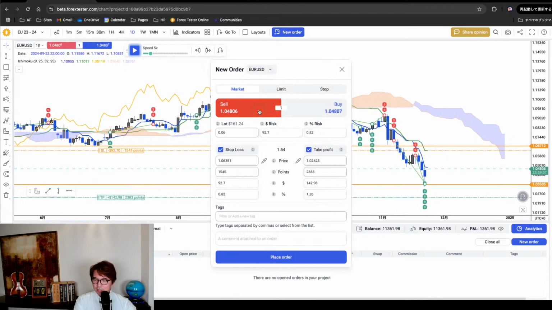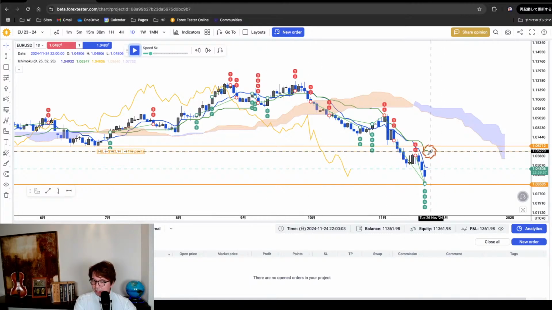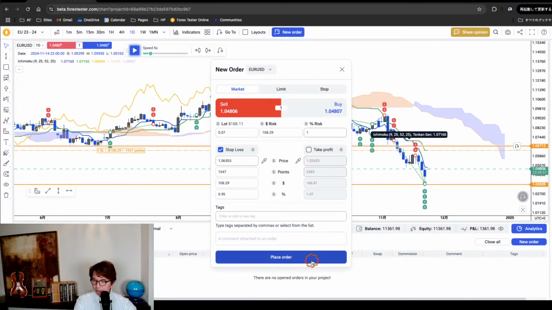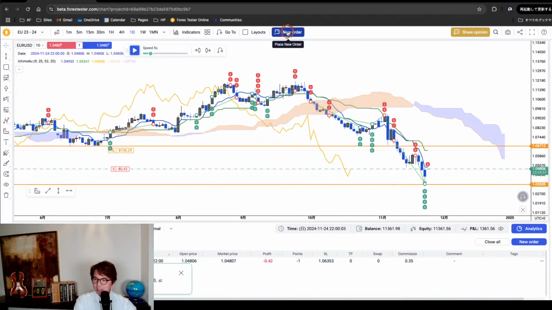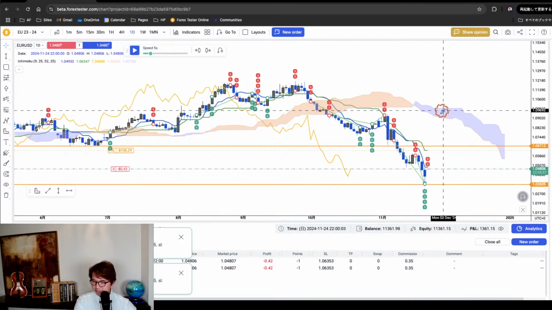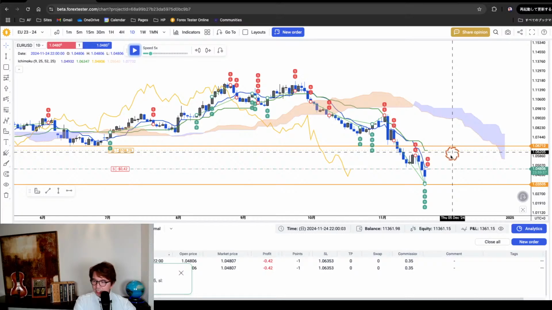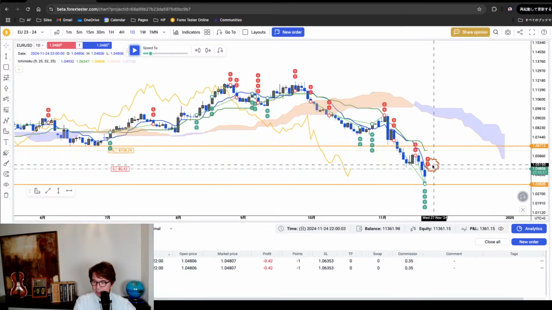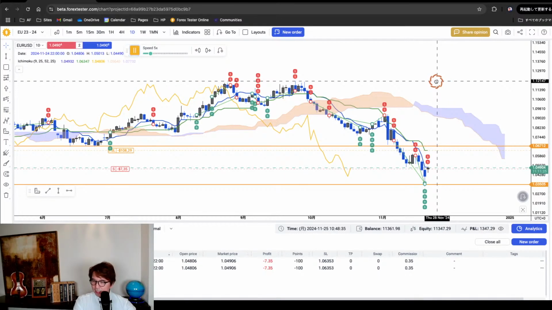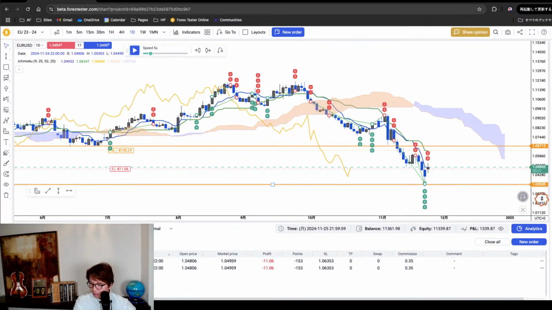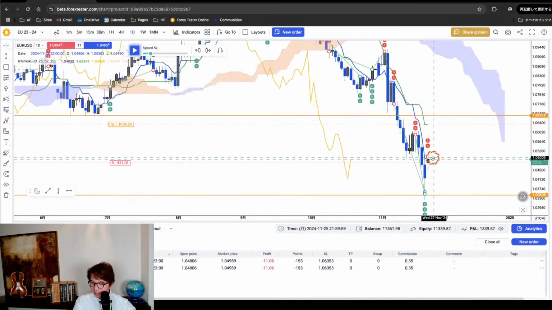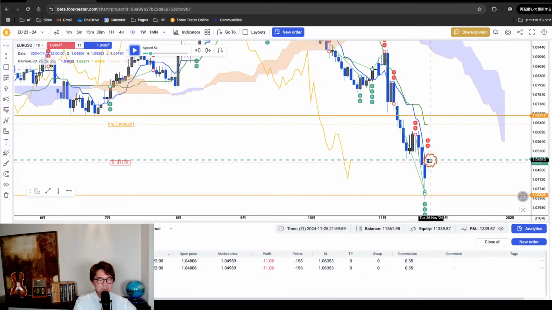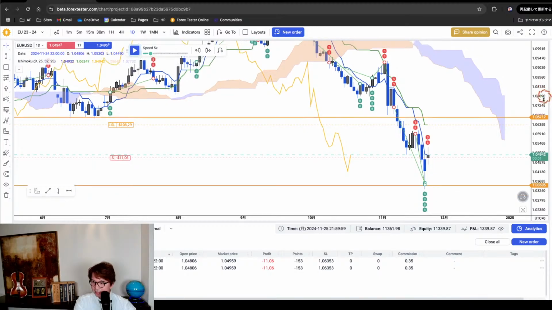So let me put sell order, and this time I risk 1%, no TP, and stop loss above the swing high, like this way. Place order, and I place 2 orders like this way. Okay, and let's see. Again, if the market breaks the Tenkan Sen, I will exit quickly. Okay, this one is on the Tenkan Sen. Technically, it didn't break yet. So this time it may be resisted and go down, right? So this time I don't exit yet.